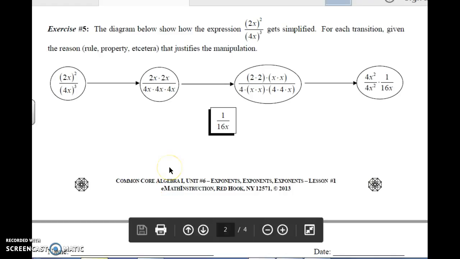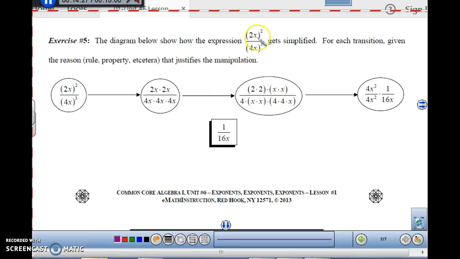All right, so let's look at the simplification of (2x) squared over (4x) cubed. Let's give the reasons. Why is it 2x times 2x over 4x times 4x times 4x? That's the definition of exponents. And then why could we regroup them like this? That is the associative property. And then this last one is just multiplying fractions.